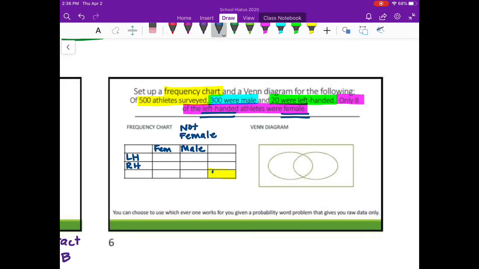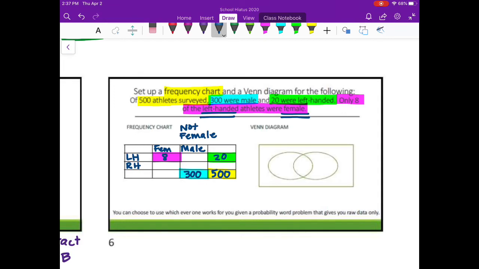So the total will go down here, so that's 500. And then 300 were male. 20 are left-handed. 8 were left-handed and female. Then we'll start subtracting to find the other categories.